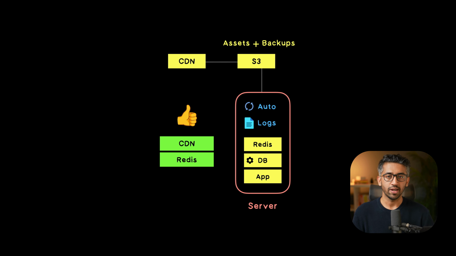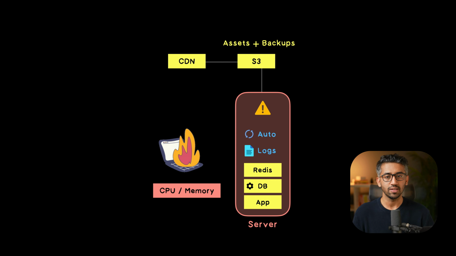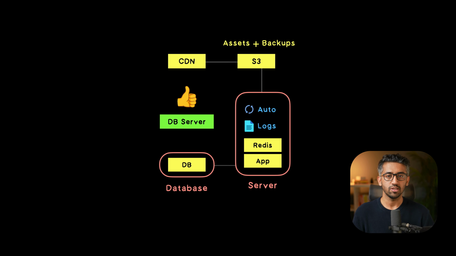After some time, you might notice that the CPU and memory are being high, and it could be because both the app and database are running on the same server and they might be competing for resources. You can fix this by moving database to a separate server, but as the data size grows, you will notice that the database is becoming a bottleneck.